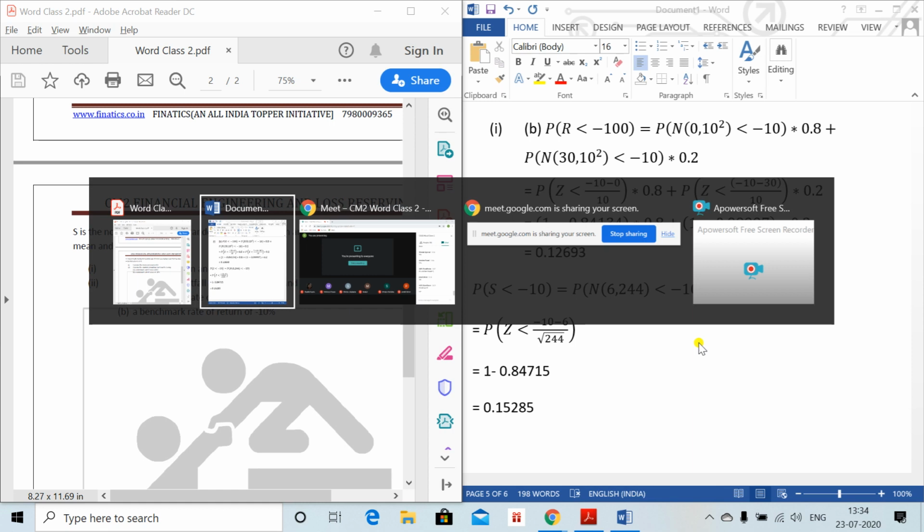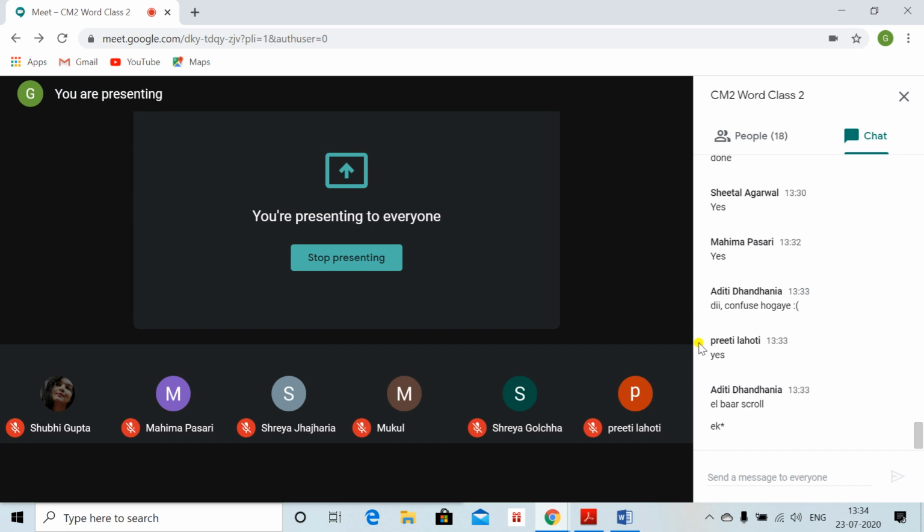Okay, tomorrow there's some change in the schedule which I'll inform in the group. Okay, we'll next start with chapter 5, which is stochastic model of investment returns.